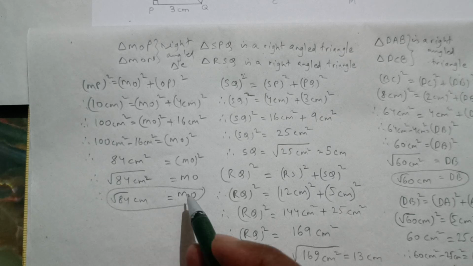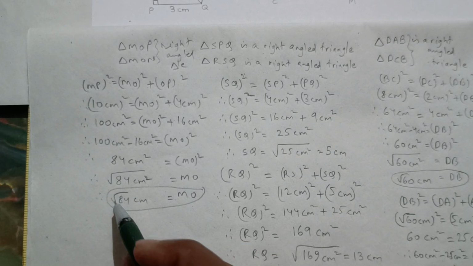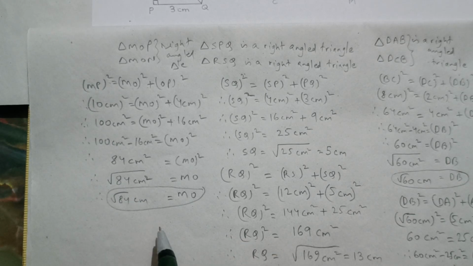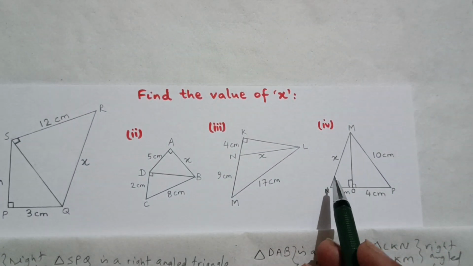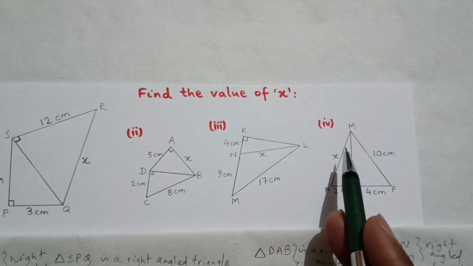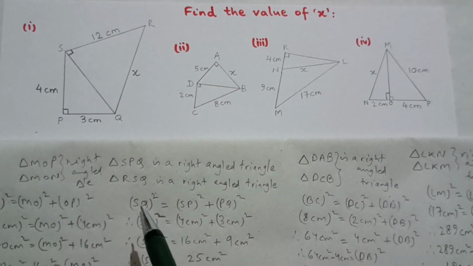Right now I am keeping MO in this form. I am not simplifying square root of 84. So MO is square root of 84 centimeter. MO we have found out. Now let us go to this triangle, triangle MON.